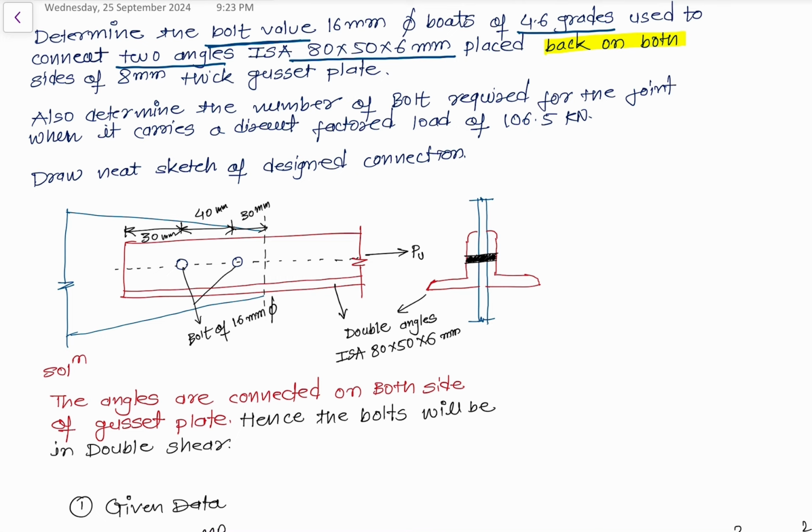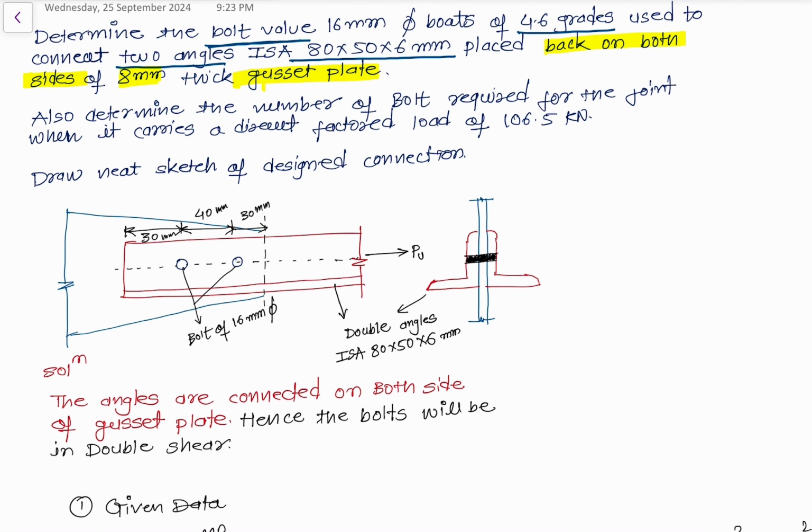Now this is another important sentence: an 8 mm thick gusseted plate is provided. It means this plate is here, a gusseted plate to which both angles are connected. Understand? So this is the numerical. Let's first understand the numerical so you can easily solve it.